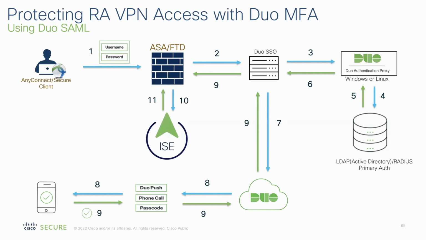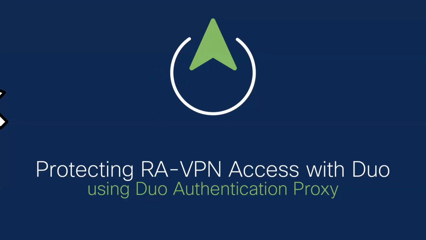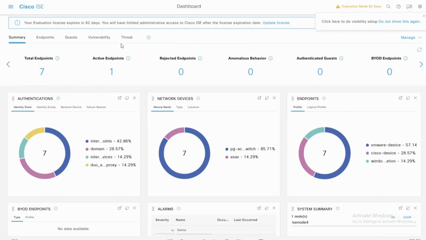So basically, once we get the authentication from the ASA, we can make use of ISE at the authorization to give the access to the VPN users. That's how you can protect the remote access VPN users as well with the help of Duo MFA. These are the two possibilities. Of course, there are other possibilities also, but I wanted to demonstrate one use case using the Duo Authentication Proxy, which is going to be pretty quick.